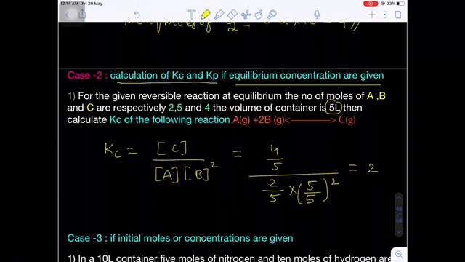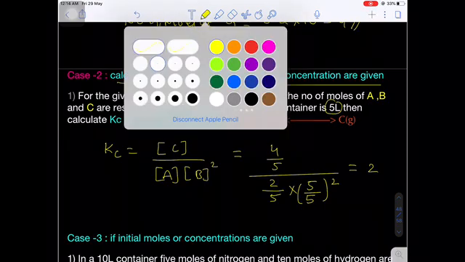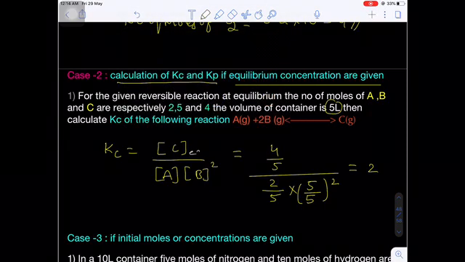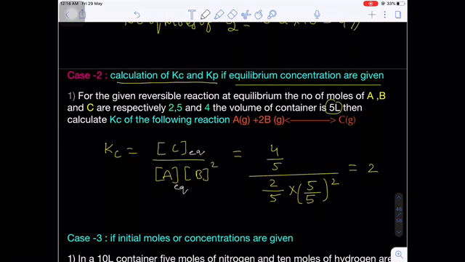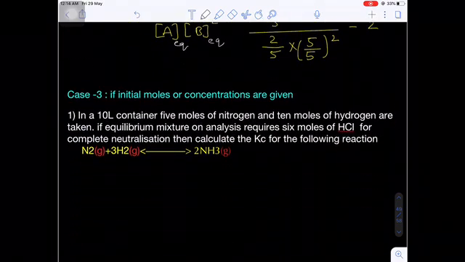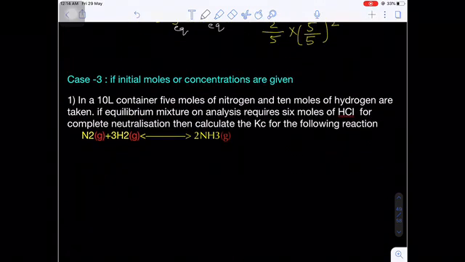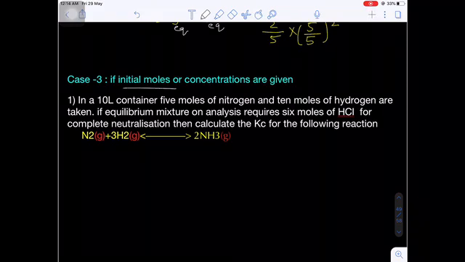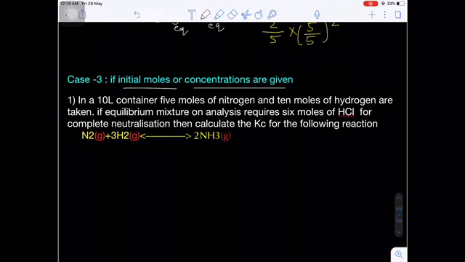This is very simple. Only in this question, the concentrations of the species are given at equilibrium. Remember, all the concentrations of the species should be given at equilibrium. Then we can directly use the Kc expression. Okay, now one more case is there, if only initial moles or concentrations are given.